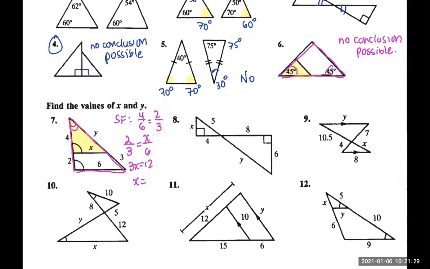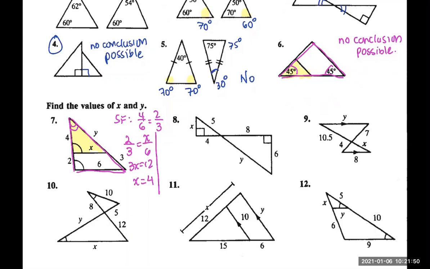Okay, so 2 to 3 equals, so always go yellow to pink, 2 to 3 equals yellow to pink, x to 6. Okay, so then we have x is equal to 4. Now y is a little bit more complicated, right? We want to picture what I did with my cursor, right? The right of the yellow to the right of the pink.